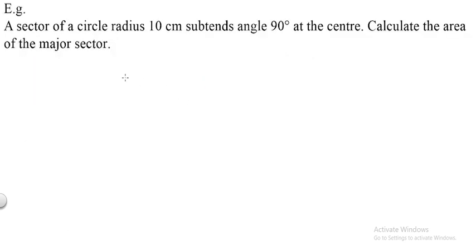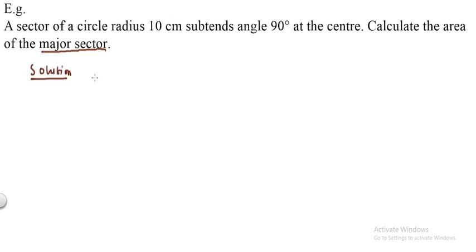Let's look at another example. For this example, we are told that a sector of a circle, radius 10 centimeters, subtends an angle of 90 degrees at the center. Calculate the area of the major sector. This is a key part. Let's start off with the solution.